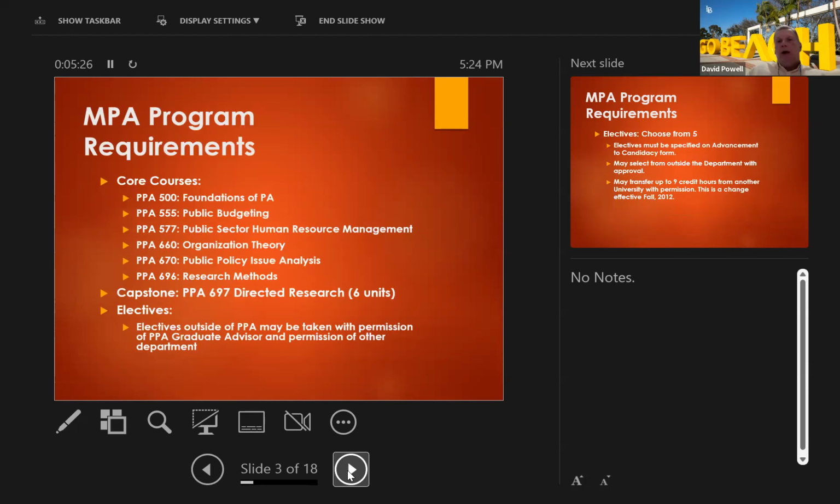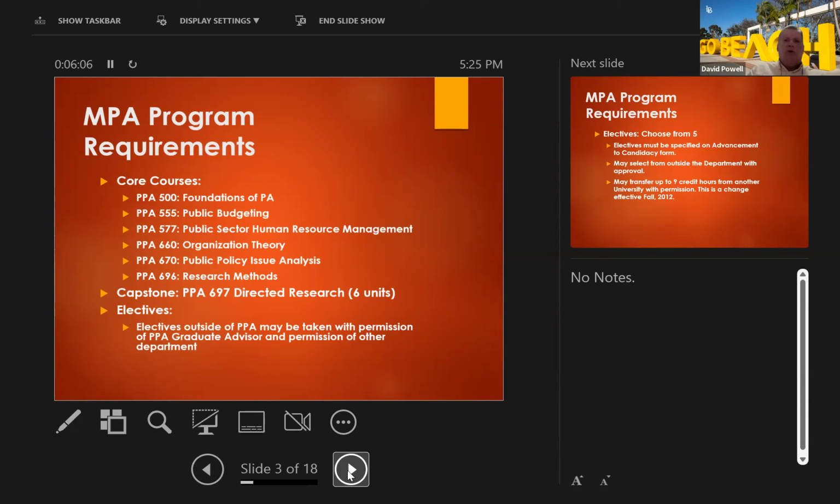So as you know, in the program, you have core courses that you'll need to complete: this course, and then budgeting, HR, org theory, policy, and research methods. And then once all those courses are completed, you're then able to register for PPA 697 directed research. And you'll be registering for 2 sections of directed research, a total of 6 units. It's in this directed research class where you'll be completing those 5 case studies: the case study on budgeting, 1 on HR, 1 on org theory, 1 on policy, and 1 on research methods. So those are your core courses.